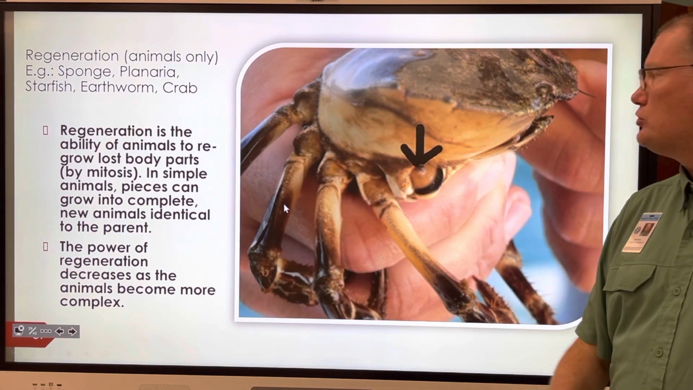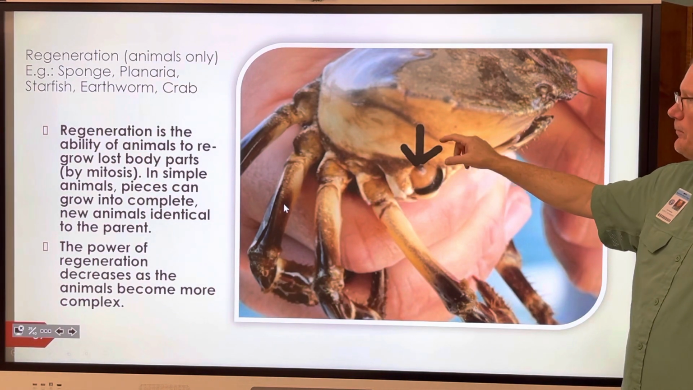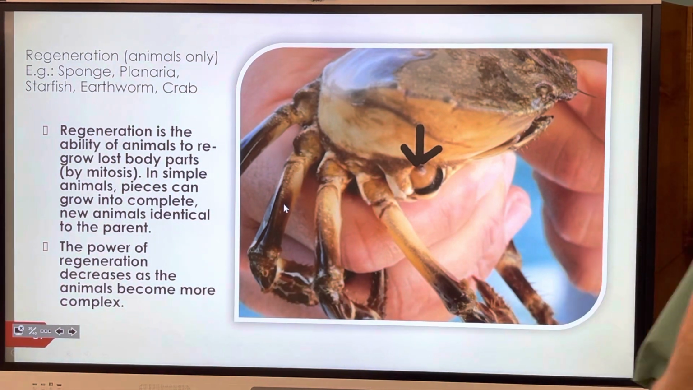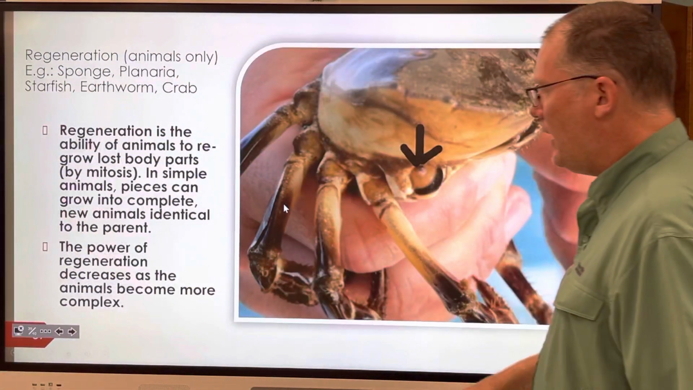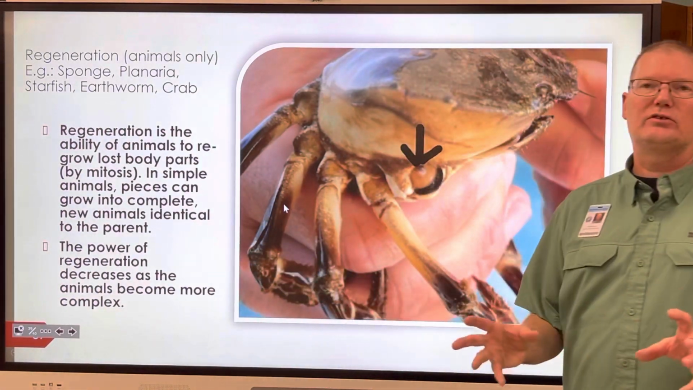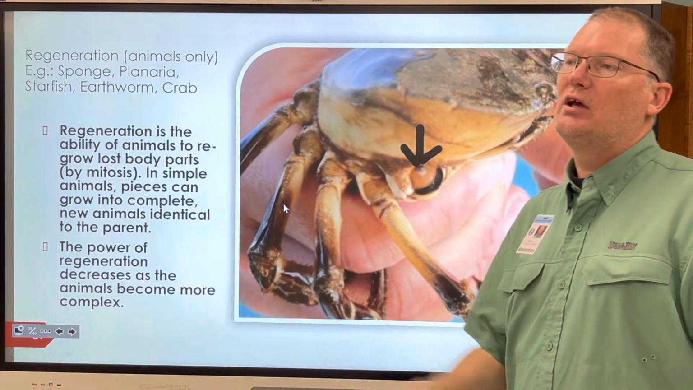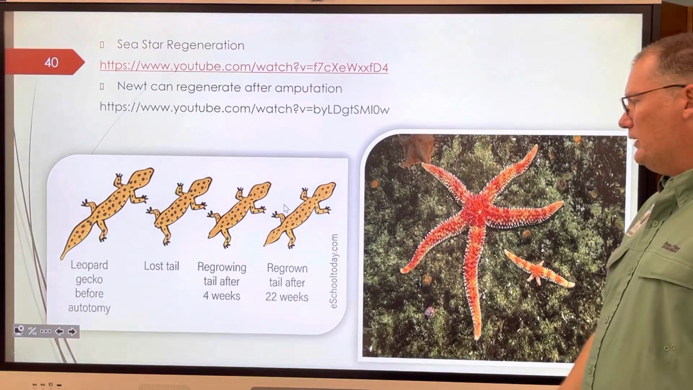And then regeneration. So this is a crab claw that was pulled off and is regenerating, right? It's the ability of animals to grow back missing parts. So when they harvest certain crabs, they don't kill the whole crab. They will just break the claw off and the crab will grow back its claw, okay? And this power decreases when animals become more complex. So I couldn't cut the trunk off of an elephant and then the elephant's trunk grow back. It wouldn't do that.